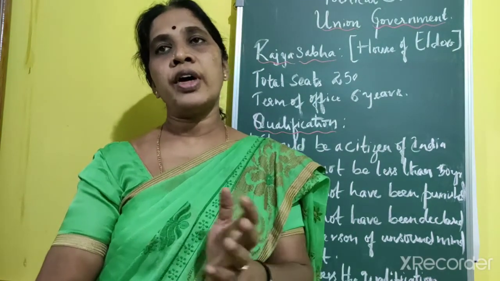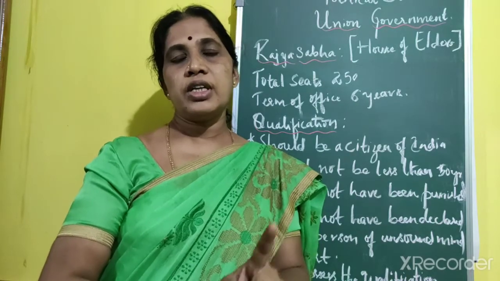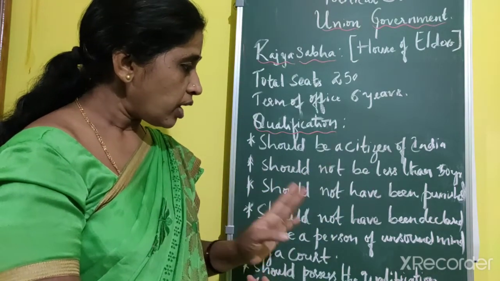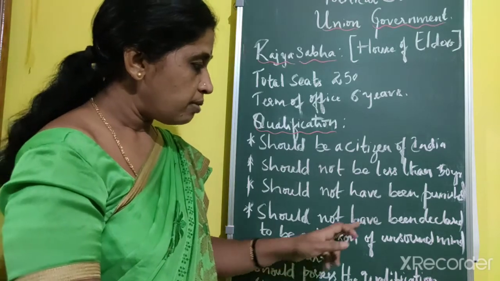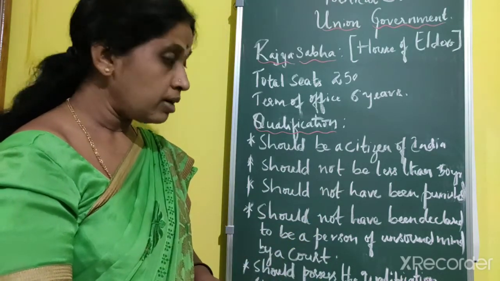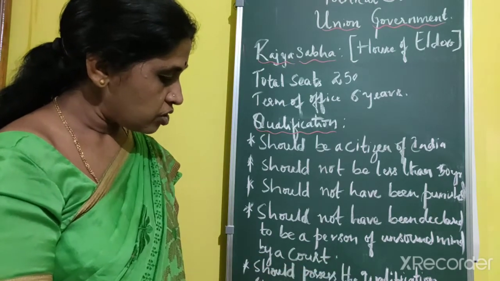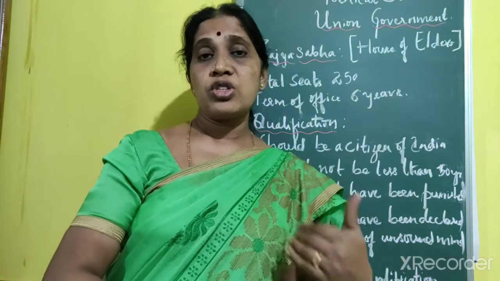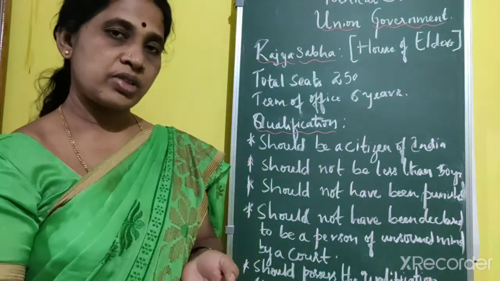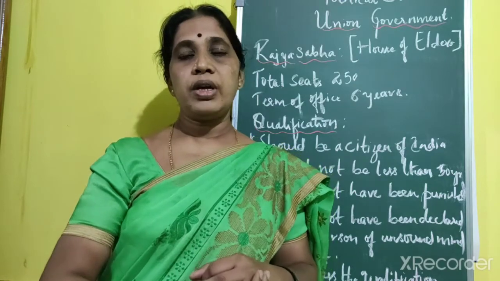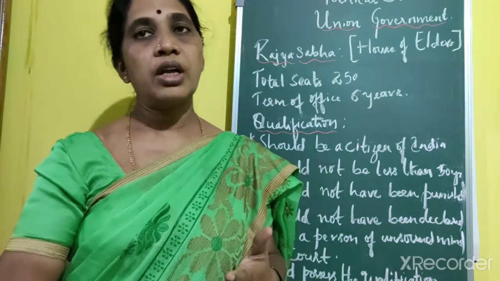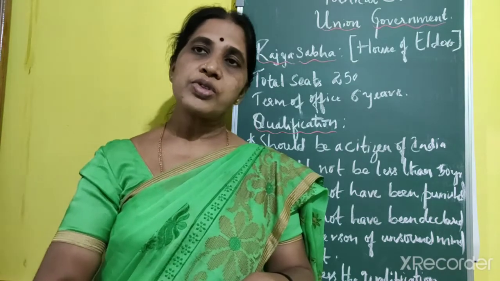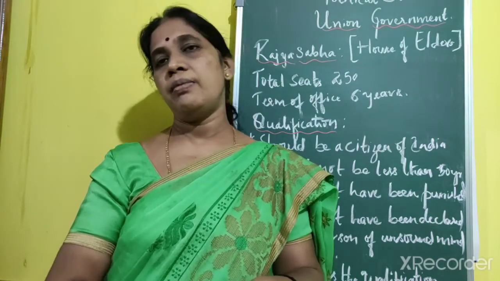What are the qualifications required to become the member of the Rajya Sabha? Firstly, he should be the citizen of India. Secondly, he should not be less than 30 years and should not have been punished under law and should not have been declared to be a person of unsound mind by a court, and should possess the qualifications specified from time to time by the parliament. So these are the qualifications a person who wishes to become the member of the Rajya Sabha should possess.